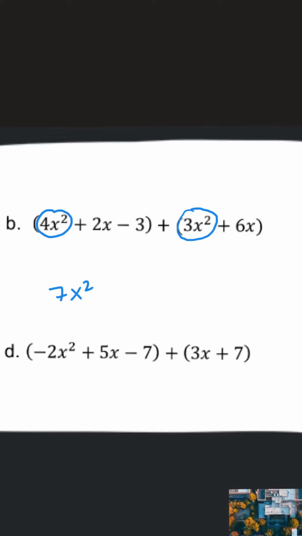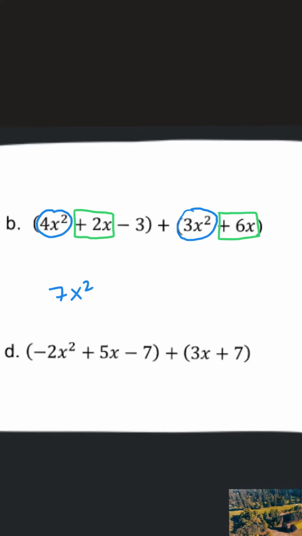And then the next one in line would be this 2x, because after x squared we go to the x to the first. And we do actually have a like term in our binomial over here. We have that positive 6x. So we're going to take 2x and add it to 6x, and that's going to give me 8x. Not 8x squared, which is why we learned properties of exponents last week, but just 8x.